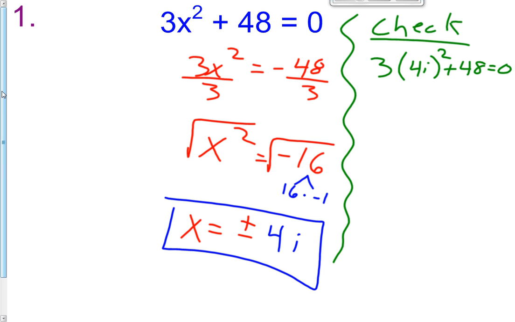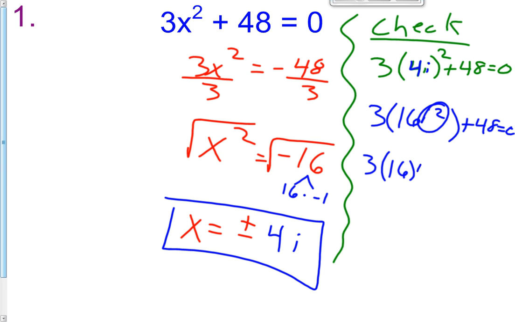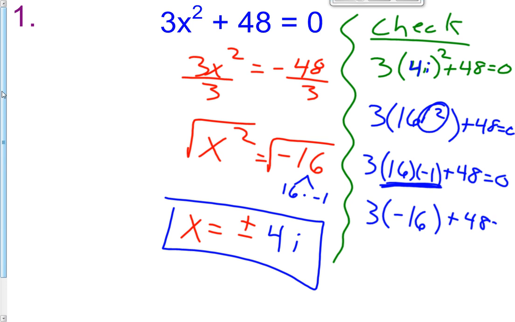So, as I simplify the left side, 4i times 4i, or 4i squared, is 16i squared. Plus 48 equals 0. i squared is the same thing as a negative 1, so it's 3 times 16 times a negative 1, plus 48 equals 0. 16 times a negative 1 is a negative 16, so 3 times a negative 16 plus 48 equals 0. 3 times a negative 16 is a negative 48, plus 48 equals 0. So finally, a negative 48 plus 48 is 0. 0 equals 0, it checks out.